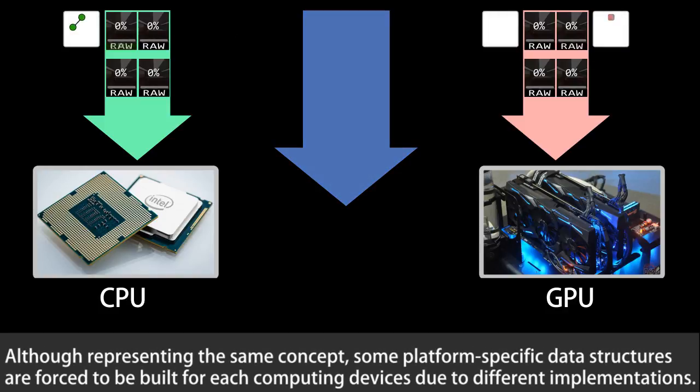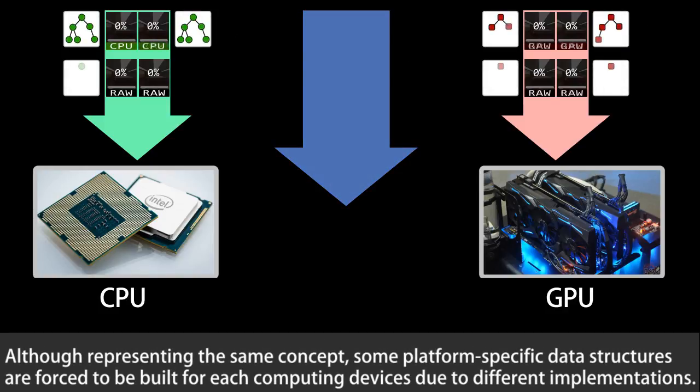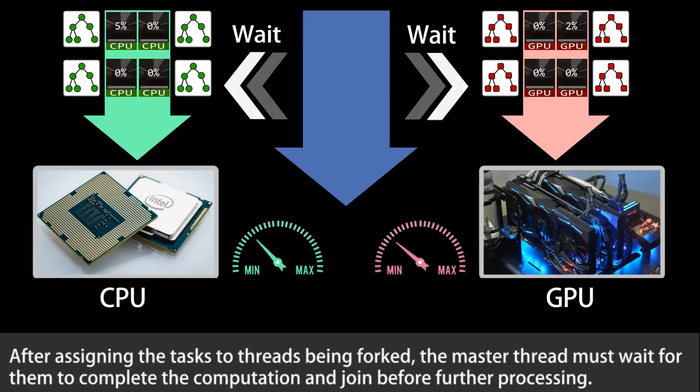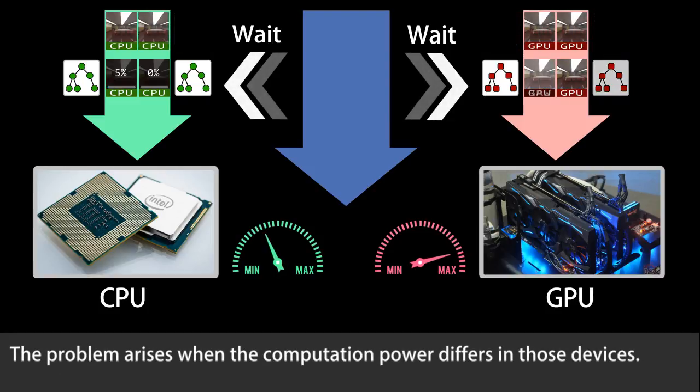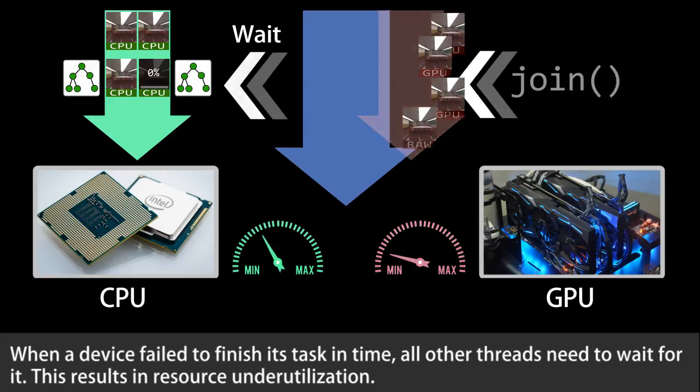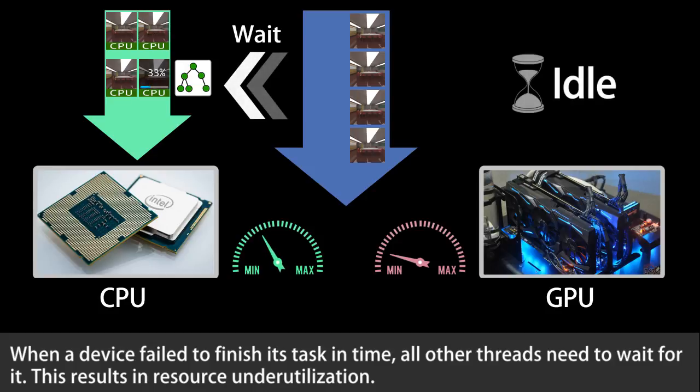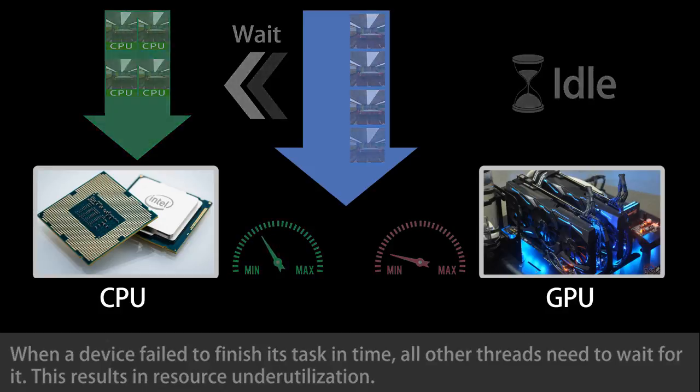Although representing the same concept, some platform-specific data structures are forced to be built for each computing device due to different implementations. After assigning the tasks to threads being forked, the master thread must wait for them to complete the computation and join before further processing. The problem arises when the computation power differs in those devices. When a device fails to finish its task in time, all other threads need to wait for it. This results in resource underutilization.